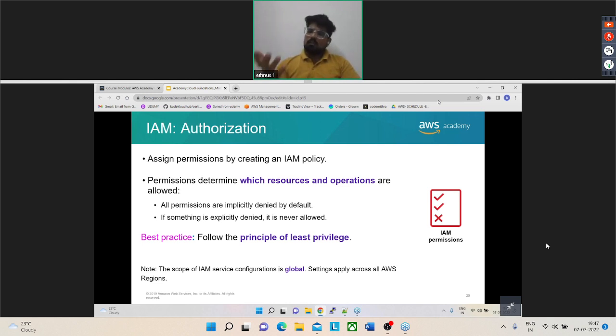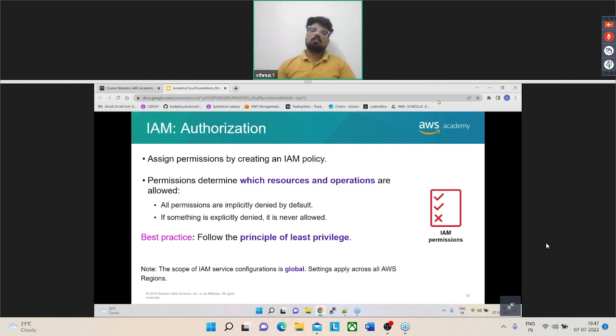Okay, so inside that, whenever you are defining any permissions for a particular IAM user, you have to make sure that the mindset is to only give least privilege to each user related to their job profile. That's it. Note the scope of IAM services is global.